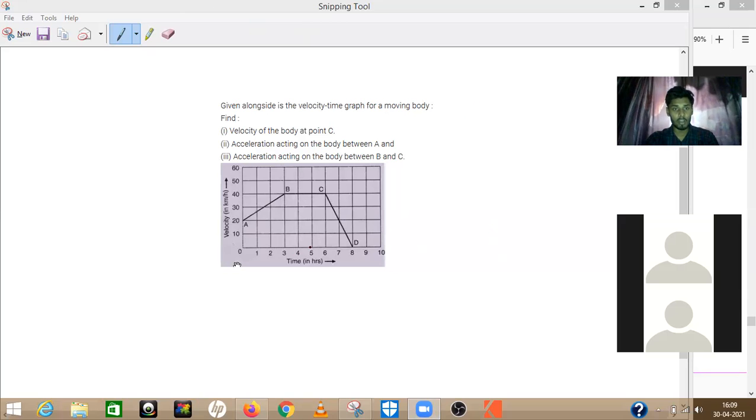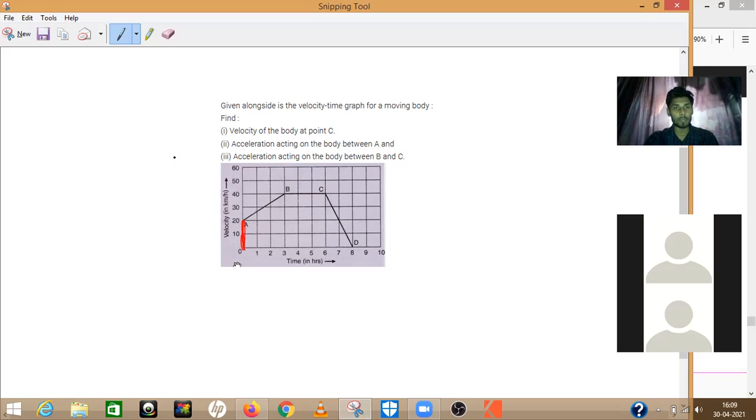So first observe here. This is the graph which we have seen, like a derivation equation. The body is starting with some initial velocity already. Body is not starting from zero. It is starting from somewhere. What is that initial velocity? 20, sir.